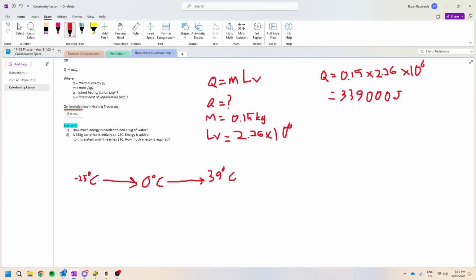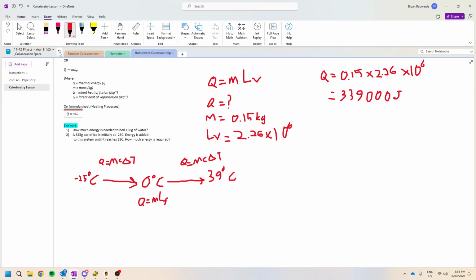So in this section we've got Q equals MC delta T to get our Q. Here in the middle we've got Q equals ML, and it's L_F because it's fusion. And then in this last section, we have another Q equals MC delta T. In each section, our mass is 845, so that's all the same. Here, we have our C value of ice. Here we have our C value of water.